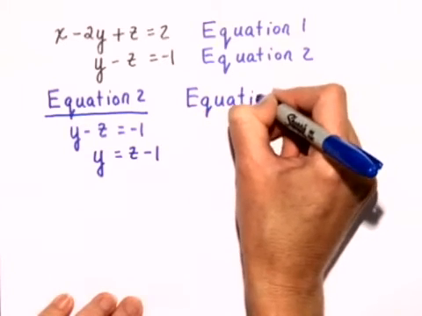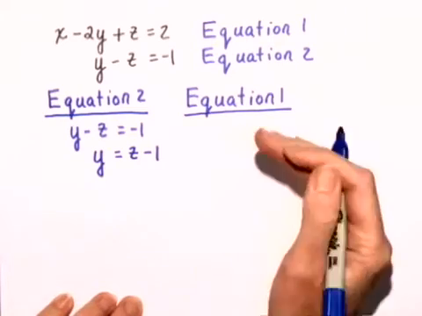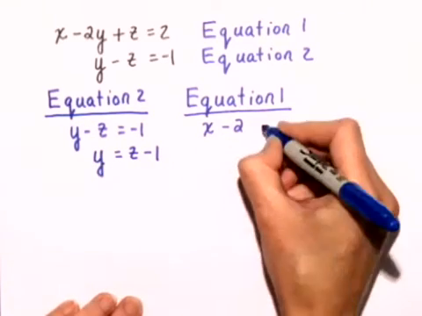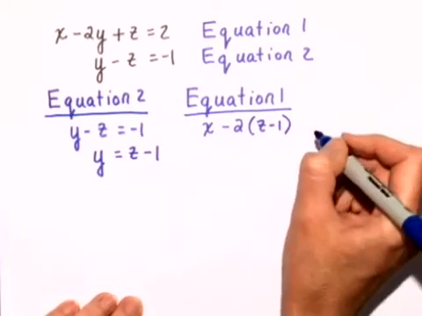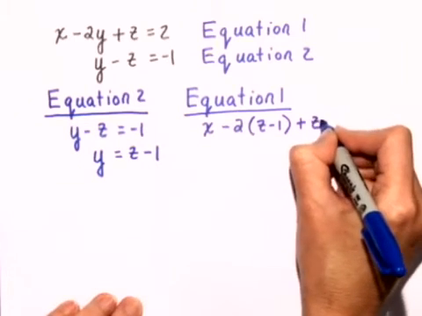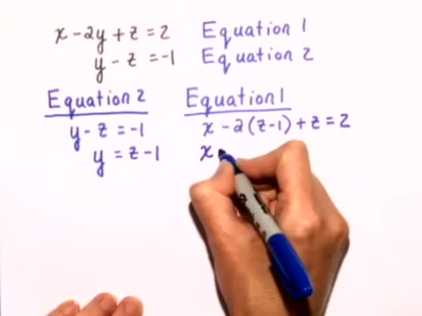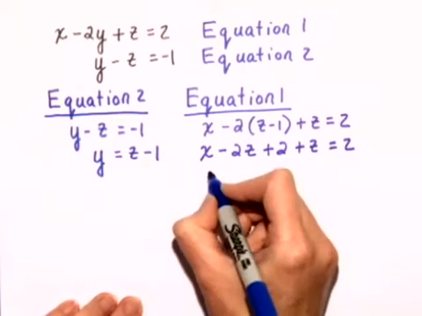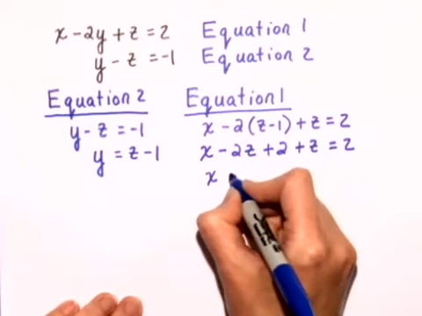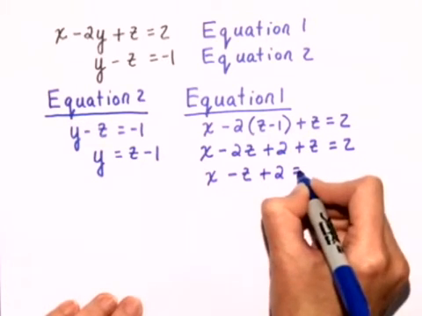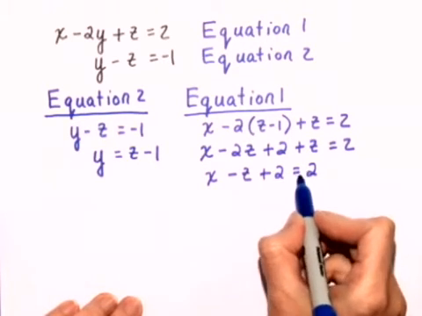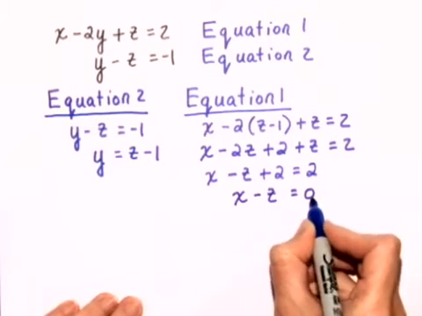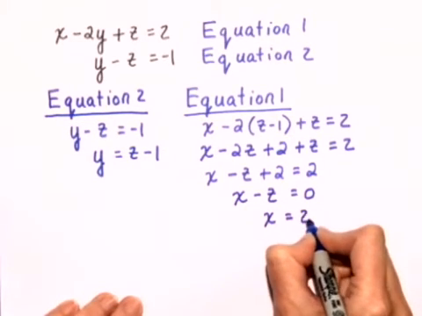Now we'll move on to equation 1. And we'll solve for x in terms of z. So we have x minus 2 times y, but we know that y is equal to z minus 1, so we'll substitute z minus 1 in there for y. And then we still have plus z is equal to 2. Let's distribute. x minus 2z plus 2 plus z is equal to 2. So we have x minus 2z plus z gives me minus z, plus 2 is equal to 2. Now notice, if we subtract 2 from both sides of the equation, we just end up with x minus z is equal to 0. And if we move the z over, we get x is equal to positive z.